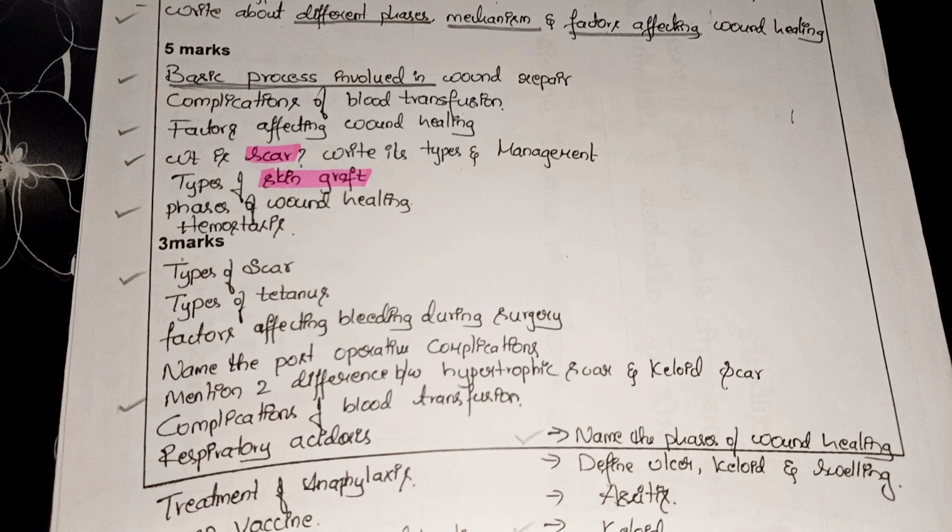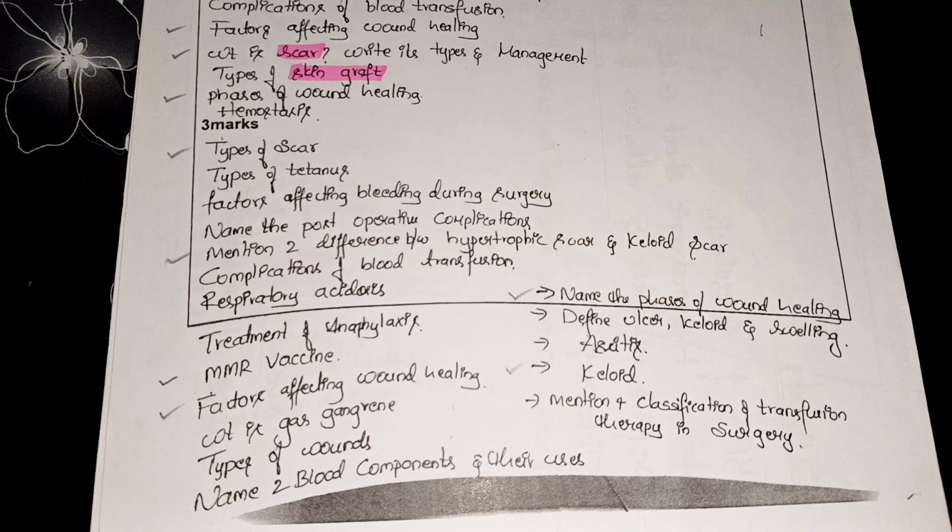In this, the first one, types of scar, types of tetanus, factors affecting bleeding during surgery, name the postoperative complications, mention two differences between hypertrophic scar and keloid scar, complications of blood transfusion, respiratory acidosis, treatment of anaphylaxis, name the phases of wound healing, define ulcer, keloid and swelling, ascites, keloid, mention four classifications of transfusion therapy in surgery, MMR vaccine, factors affecting wound healing, what is gas gangrene, types of wounds, and name two blood components and their uses.